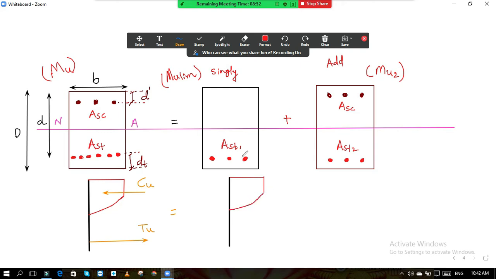So it is like this. Okay, but where is your Cu? So Cu, you know that C is here somewhere at this level. So your Cu will be somewhere at this level. D minus 0.42x is the lever arm, and from the top it is at a distance of, let us call this Cu1 for the singly reinforced section. And you know that this is 0.42 Xu. We have already seen.